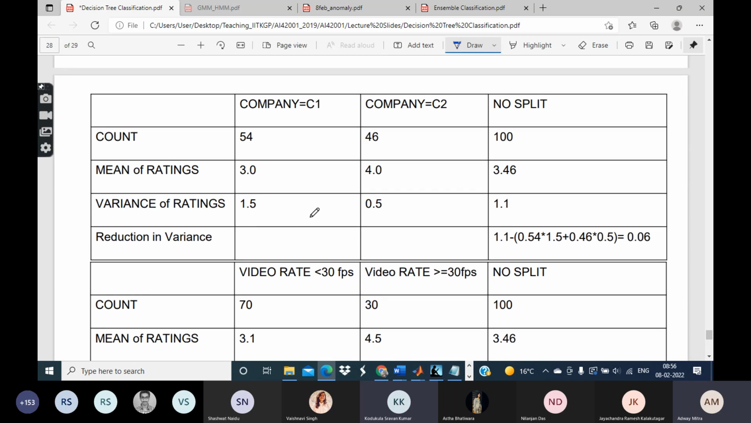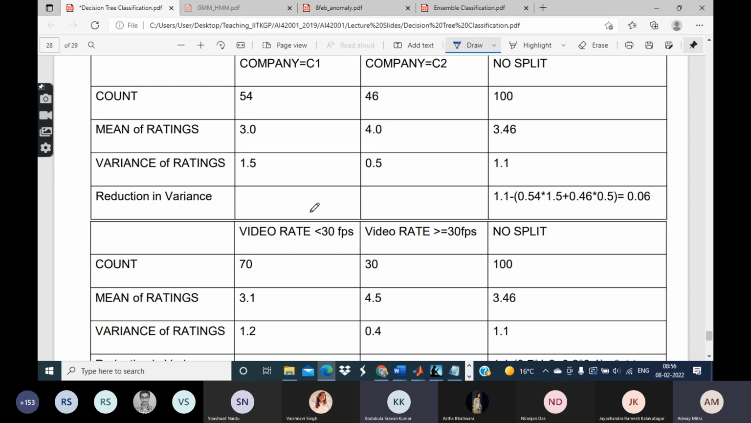So we just flip back to our camera example which we were dealing with yesterday. Let us consider two features, the company feature and the video rate feature. If you consider the company feature, there were 100 examples in total, of which 54 are in company 1 and 46 in company 2. The mean rating of company C1 is 3.0, and the mean rating of company C2 is 4.0.